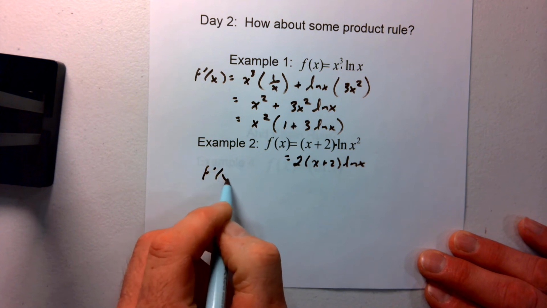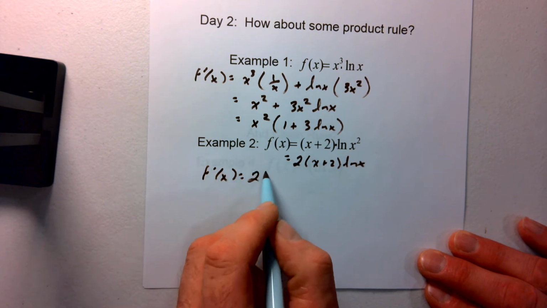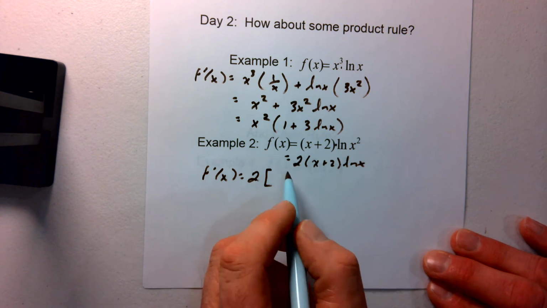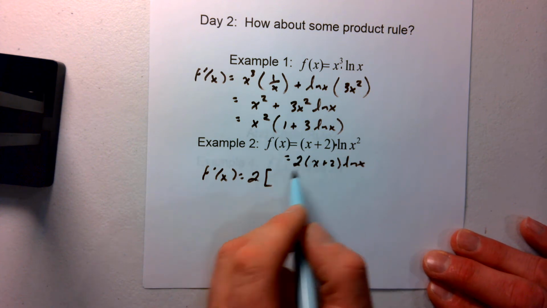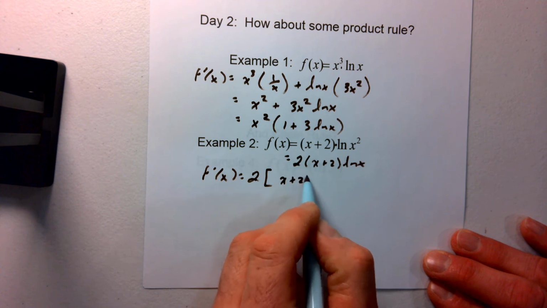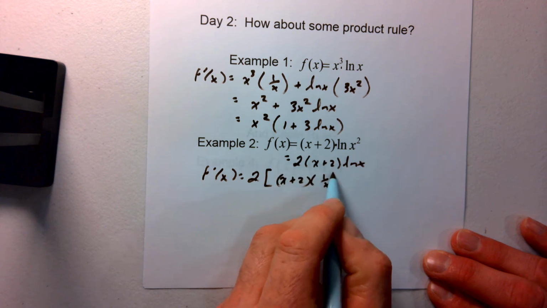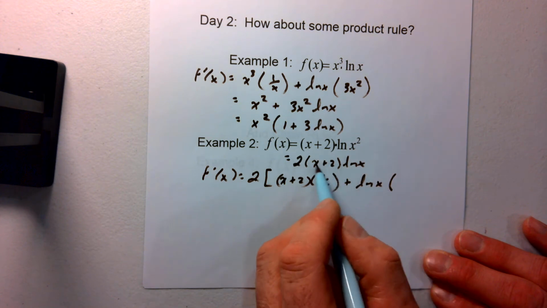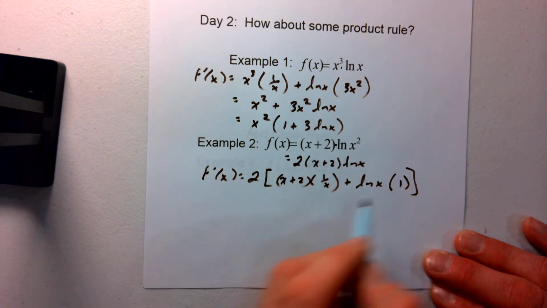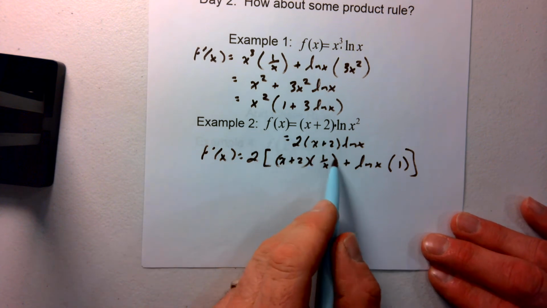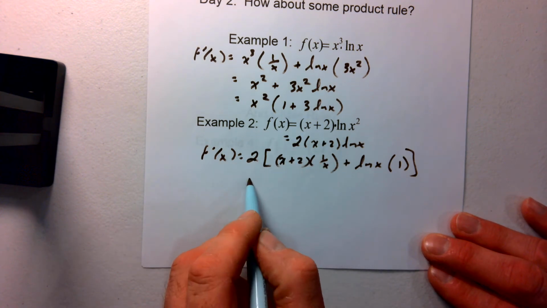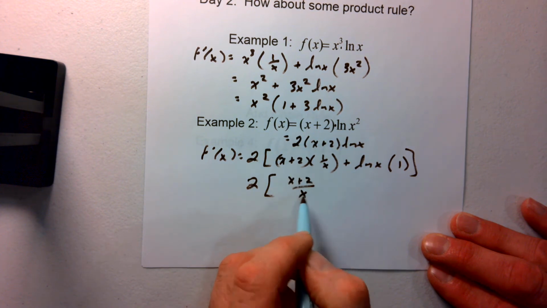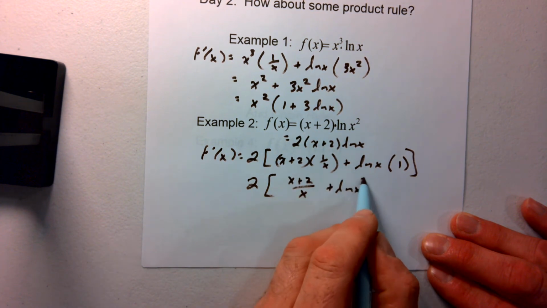So my derivative, again, that 2, since it's a constant, is going to float out there until we get done and we have to figure out what we're going to do with it. So we have a product rule. We have x plus 2 times 1 over x. To that, we're going to add the natural log of x times derivative of x plus 2, which is 1. I can go ahead then and clean this up. I have 2 times, I have x plus 2 over x plus the natural log of x.